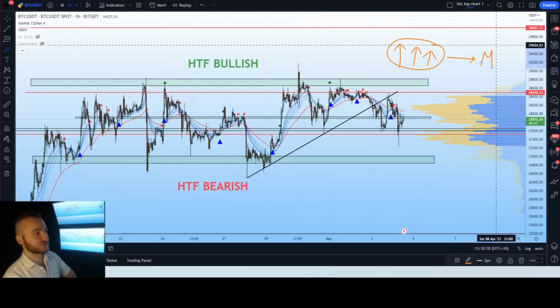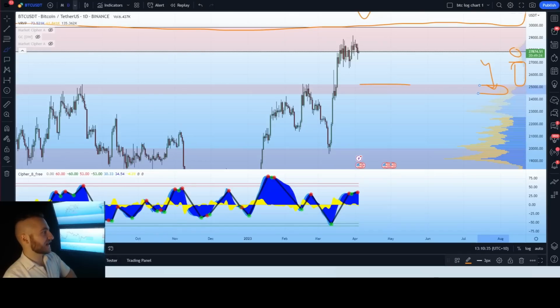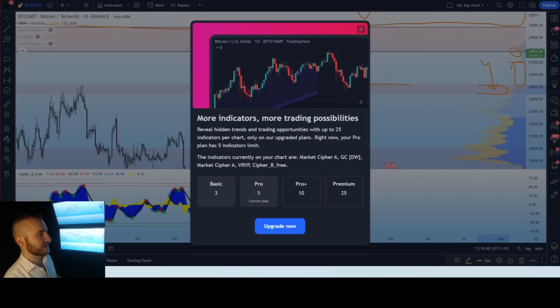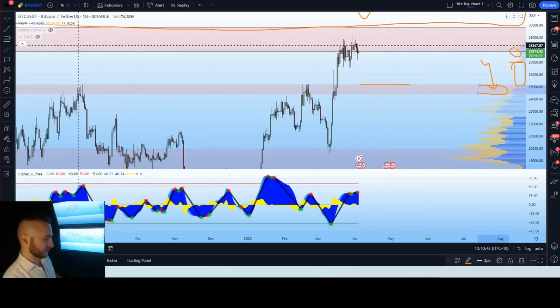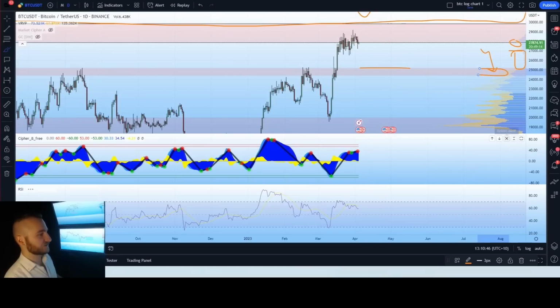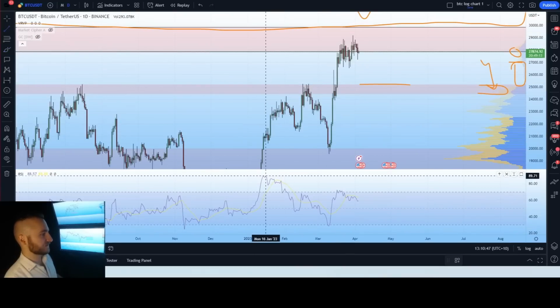Now, would momentum shift if we broke above 28K? Well, let's take a look, guys, at the daily chart. Would the momentum shift if we broke above 28K? Let's take a look, guys. So bring up the RSI. On the daily chart RSI, we can draw in a trend line of this entire range.